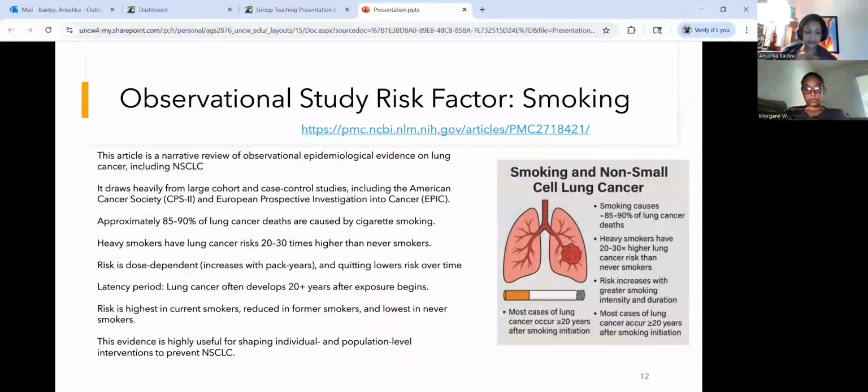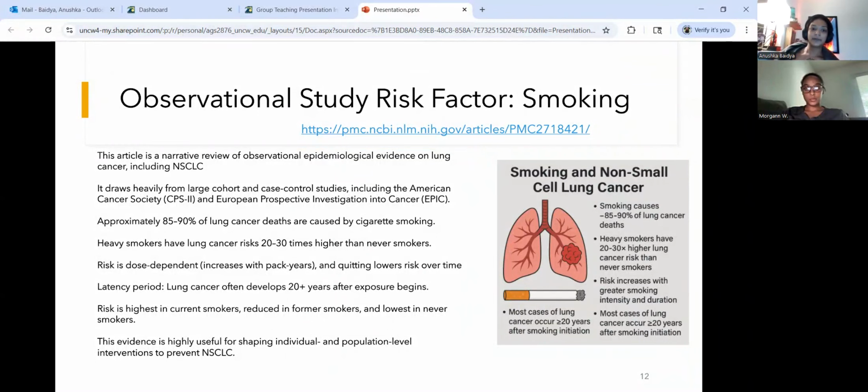So I chose an observational study from PubMed, which is actually a narrative review drawing from different cohort and case control studies, some from the American Cancer Society and some from EPIC, the European Prospective Investigation into Cancer. So as we know, narrative reviews do take the most high quality studies that have the most statistically significant findings. So that can be a reason for why this is quality. What I've gotten from the study is quality findings.